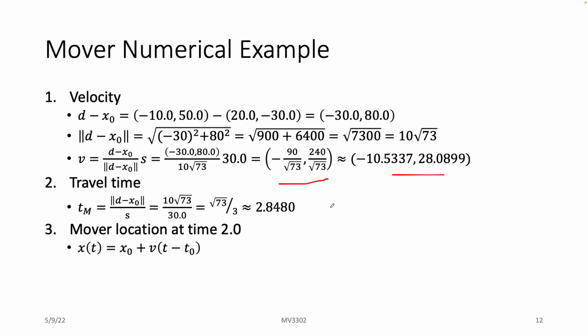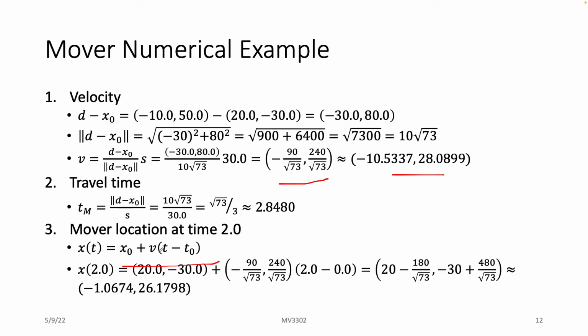And now, where are we at time 2? Again, we apply the equation of motion. In this particular case, the equation of motion for a constant velocity is our starting location plus the velocity times the elapsed time. So at time 2, we have our starting location plus our velocity times the elapsed time, which would be 2 minus 0. And then we just unravel that to get approximately that.